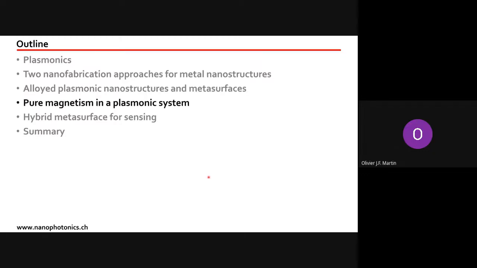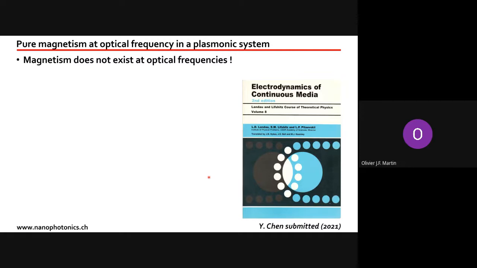Let me move on to another topic, which I'm also quite interested in, and that's the question of trying to make a pure magnetic effect using a plasmonic system. This goes also in the more general trend of these metamaterials and metasurfaces, so collections of nanostructures that will build some unusual optical effect. And one interesting question is whether we can, with this system, produce a pure magnetic response.